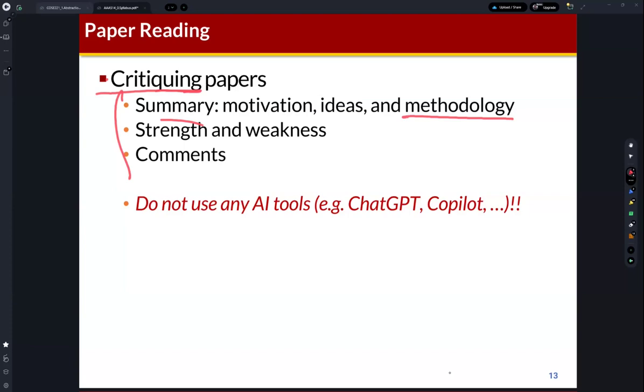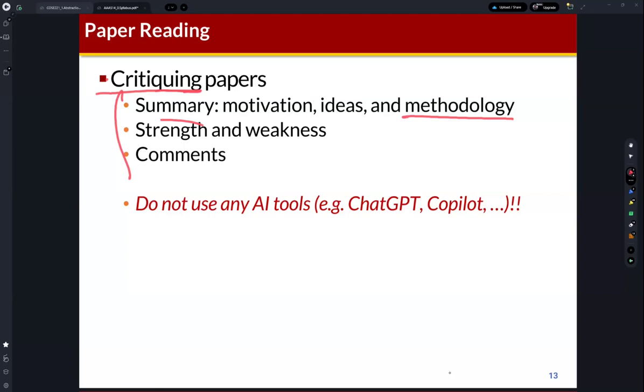I know sometimes English writing is not easy. I understand because I'm not a native speaker, right? But practice is required. You need to practice writing. You need to practice reading English material, research papers, right? That's why I plan to provide this paper critic assignments. Okay?